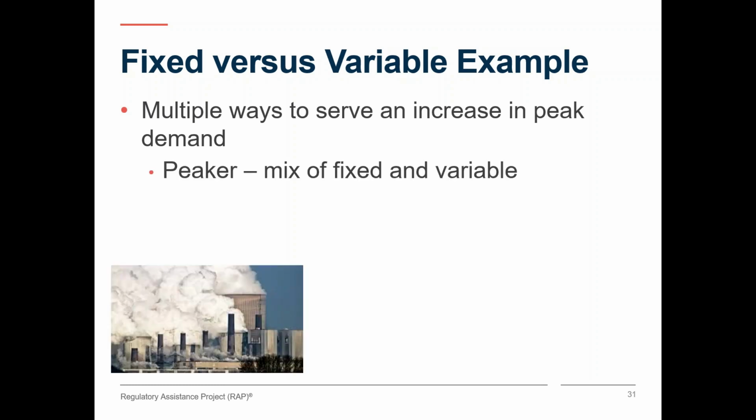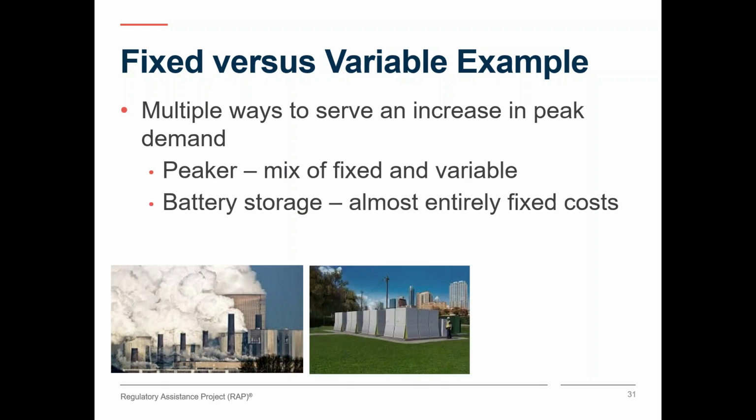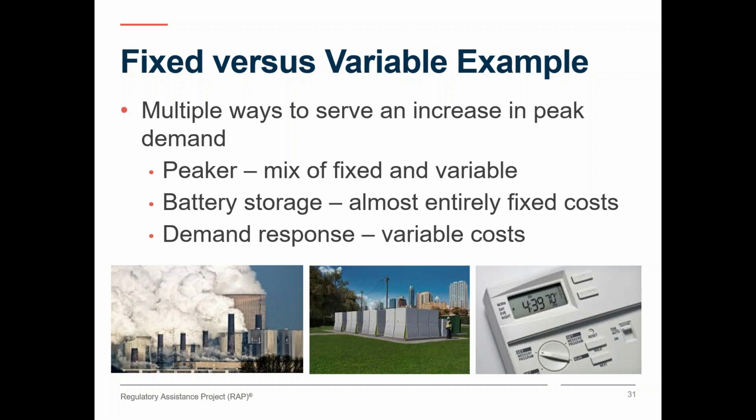A traditional peaker and associated T&D would be a mix of fixed and variable costs. Batteries are almost entirely fixed costs. Demand response to hourly energy price signals incurs almost exclusively variable costs. These three options with different accounting costs perform the same benefits regardless of the cost structure. The manual focuses on the consistent allocation of costs.